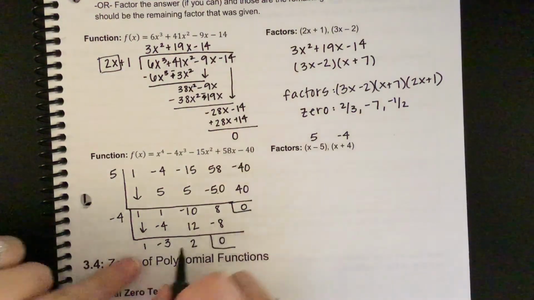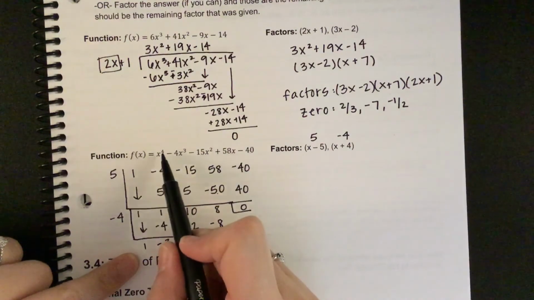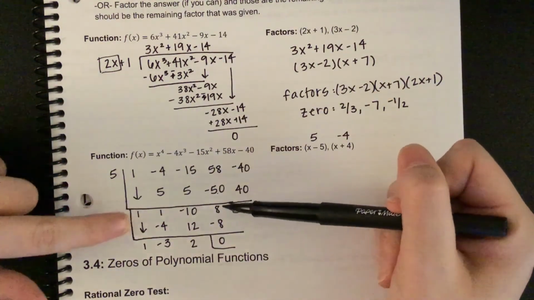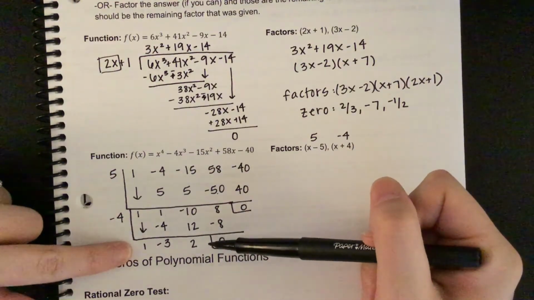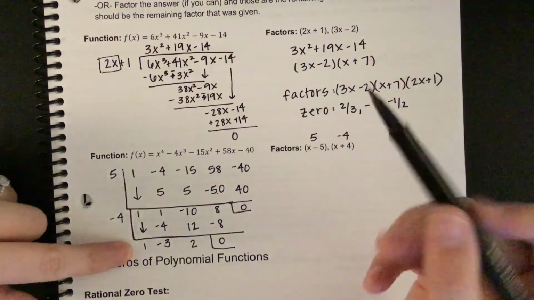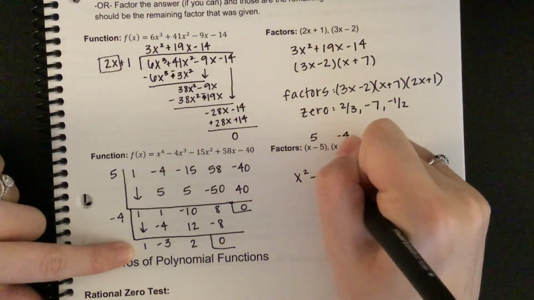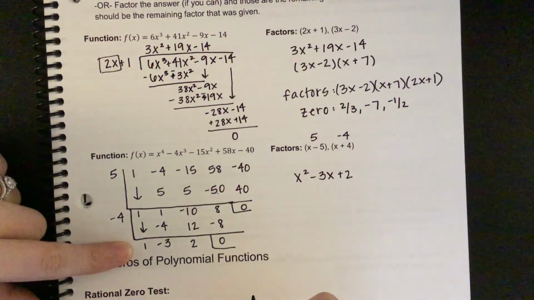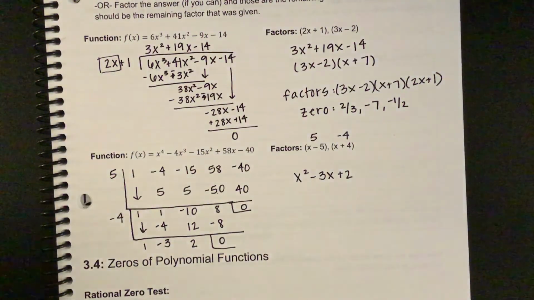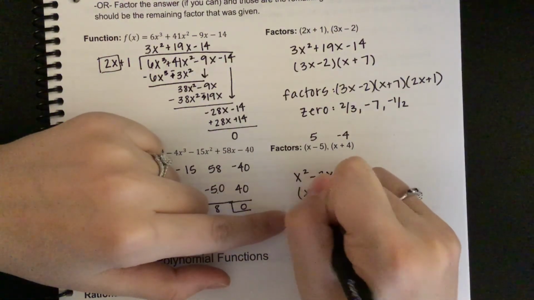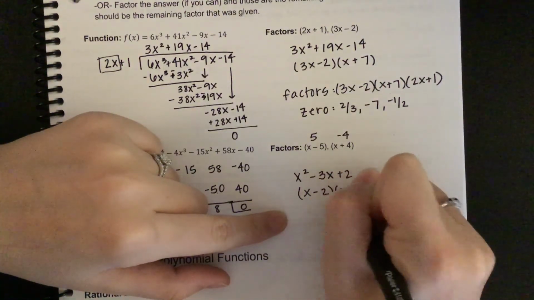Now read this. We started with an x to the fourth. This goes down to x to the third, and now this goes down to x squared, since we divided twice. So this is x squared minus 3x plus 2. I don't believe it's factorable. Factors of 2 that add to negative 3, oh, duh, 2 and 1. So this would be x minus 2, x minus 1.